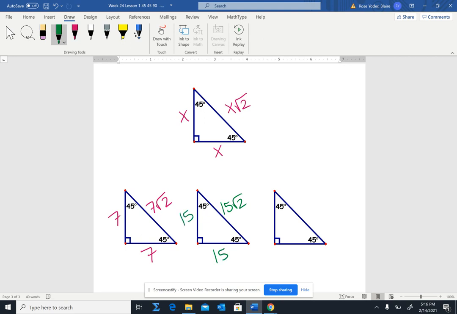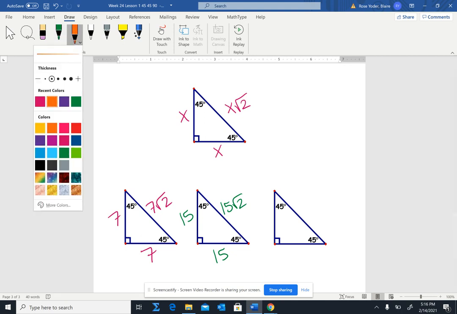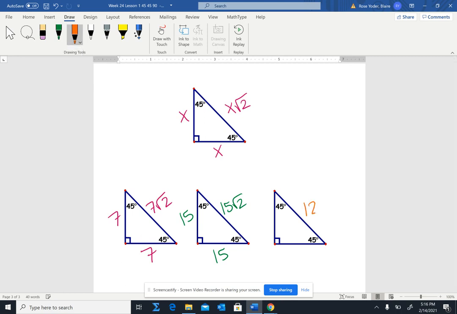All right, I have one more example for you, but this one's a little bit trickier. Let me switch colors one more time. What if the hypotenuse was just a plain 12? Now what would the legs be? So see if you can pause and think about this one for a second.